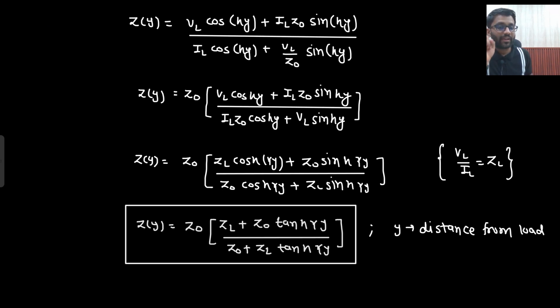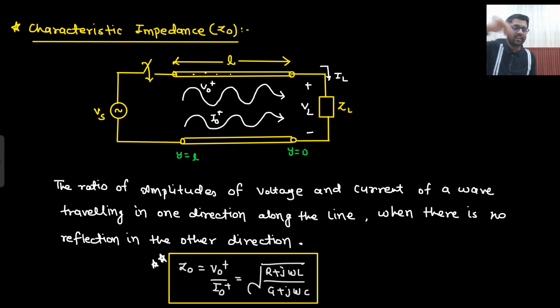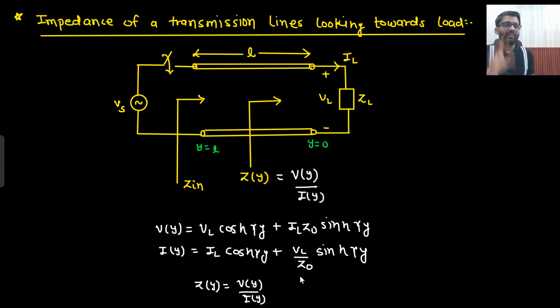Now what is the difference between input impedance and characteristic impedance? In characteristic impedance, you are only taking forward divided by forward, but here it is total divided by total, Vy divided by Iy. In Vy, you have the forward as well as the returning wave, both combined. So that is the difference. Are you getting this point?